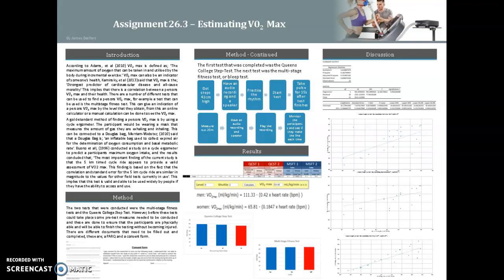However, if this was to be done again, it would be suggested that a Douglas bag would be used and that gas analysis is the best way to estimate a person's VO2 max, because this is an accurate measure and it's direct and it's gold standard, as previously stated before.